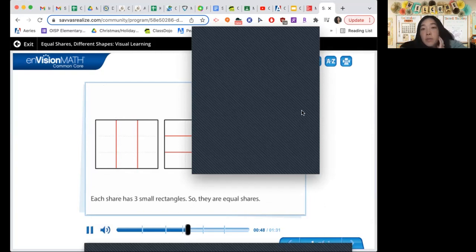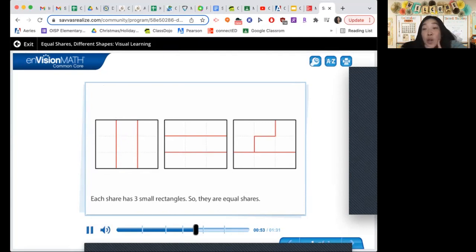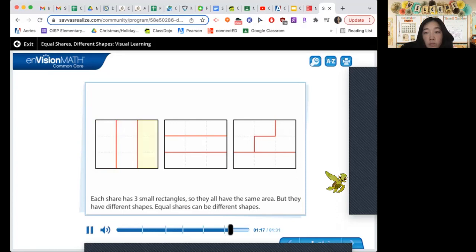Each share has 3 small rectangles, so they are equal shares. What are some things that are the same about these 3 rectangles? The rectangles are the same size and shape, and each of the 3 rectangles has 3 equal shares. What is the same about all of the shares? What is different? Each share has 3 small rectangles, so they all have the same area, but they have different shapes. Equal shares can be different shapes.